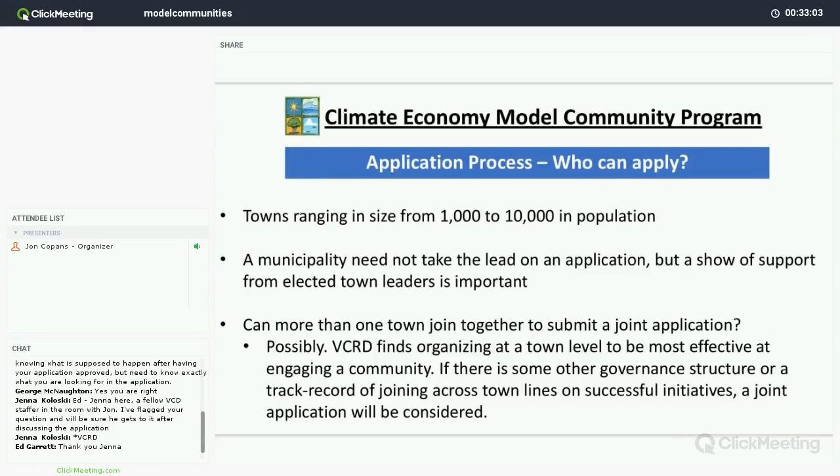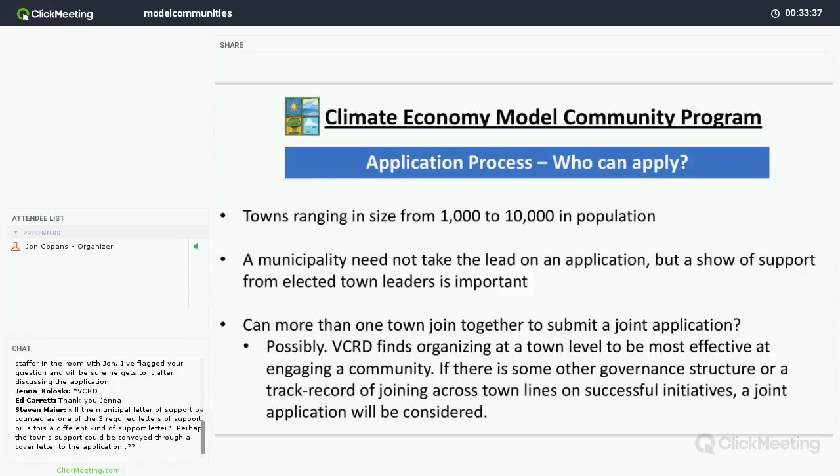On the other hand, maybe there is some other jurisdiction that goes beyond the town level that wants to apply. We are willing to entertain that possibility. As I note here, what would be helpful as part of that application is some demonstration that those multiple jurisdictions have worked together on other projects and have a track record of working together to make things happen, and potentially have some governance structure that matches those multiple towns.